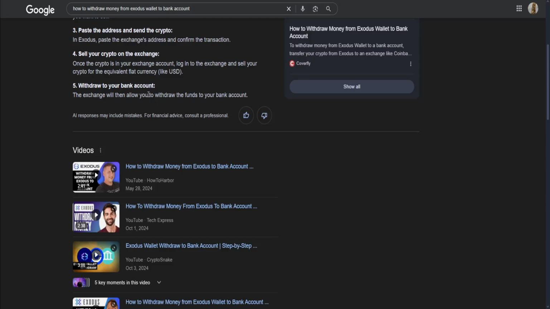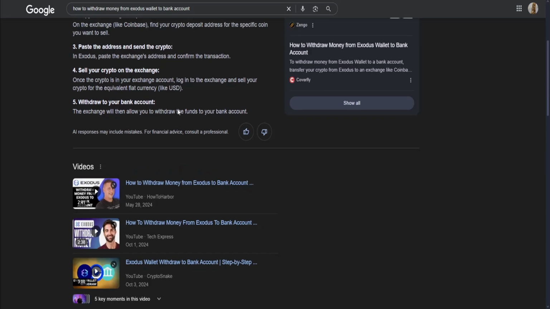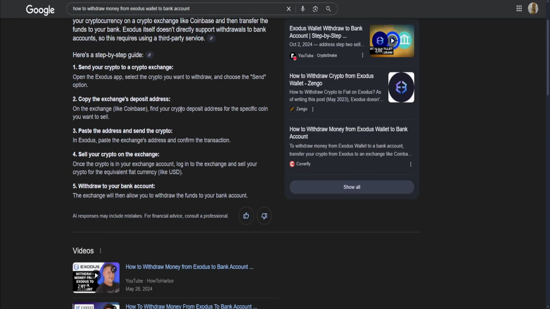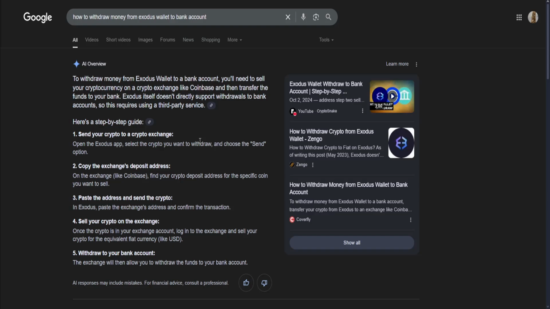Once the crypto is in your exchange account, log into the exchange and sell your crypto for the equivalent fiat currency like USD. And then lastly, withdraw to your bank account. The exchange will then allow you to withdraw the funds to your bank account. And then after that, you'll now have successfully withdrawn your funds to your bank account from Exodus Wallet.